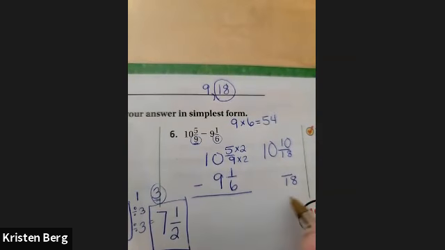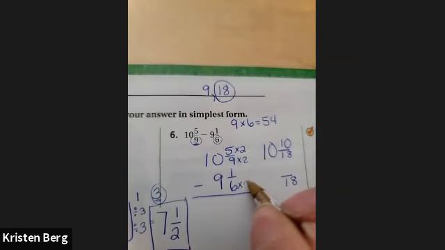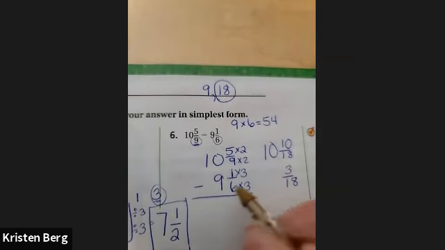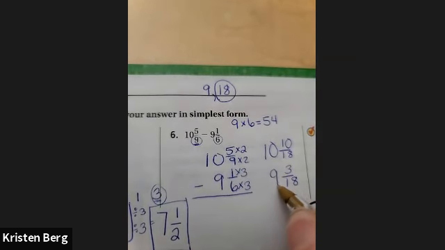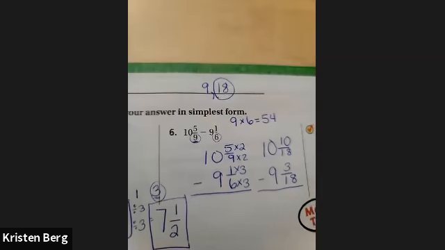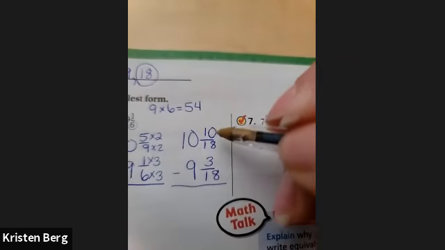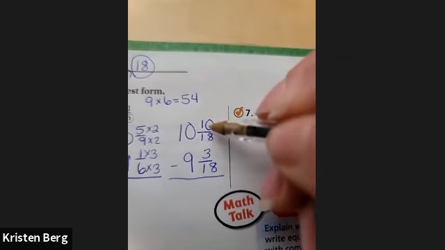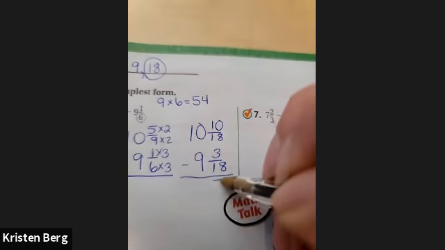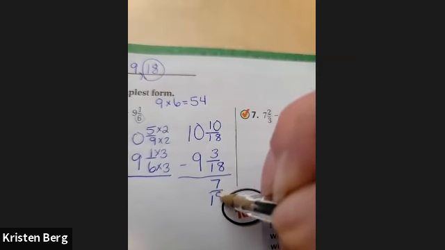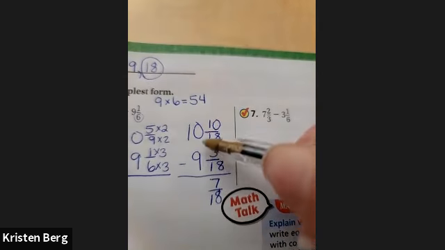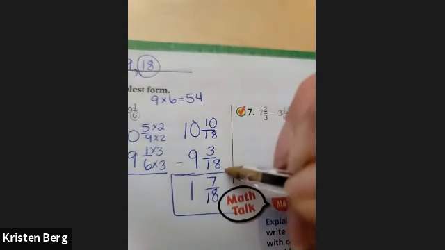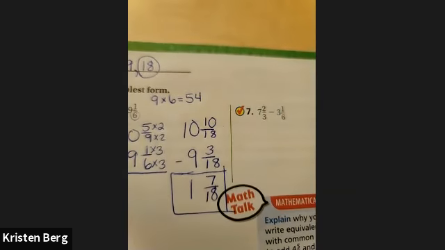What do I do to a 6 to get it to 18? I times it by 3, and I'm going to times this by 3. So that would be 3/18ths, and then my whole number again stays as well. Now, can I subtract just my fractions? Yes, I can, because the denominators are the same. 10 minus 3 is 7/18, and then 10 minus 9 is 1. So therefore, my answer is 1 7/18.